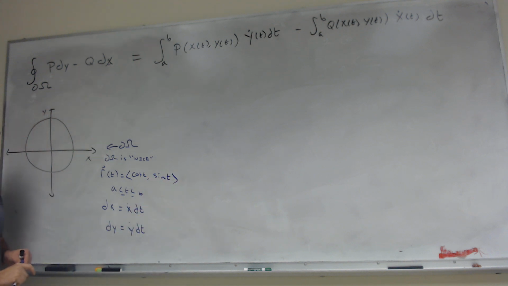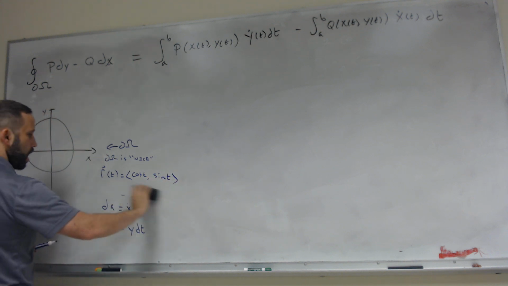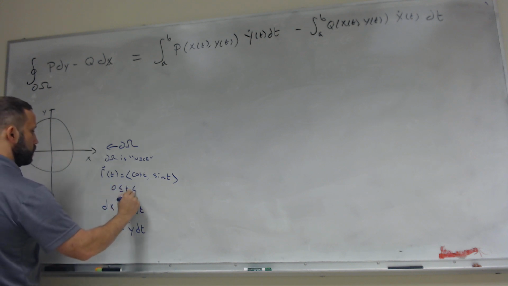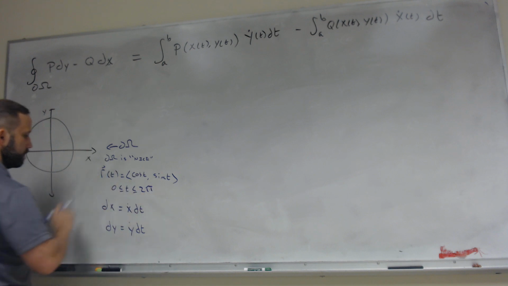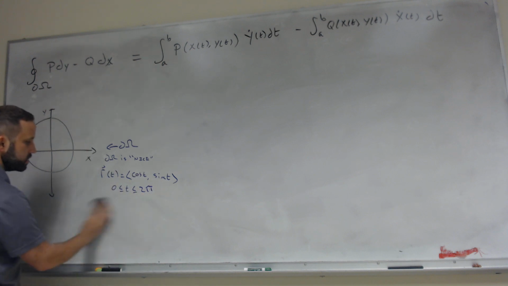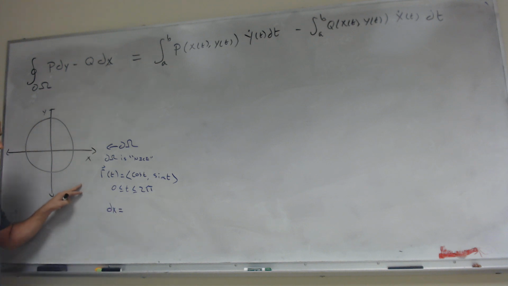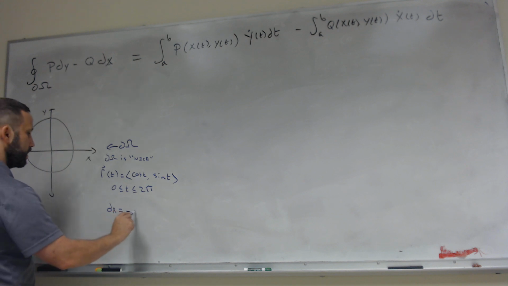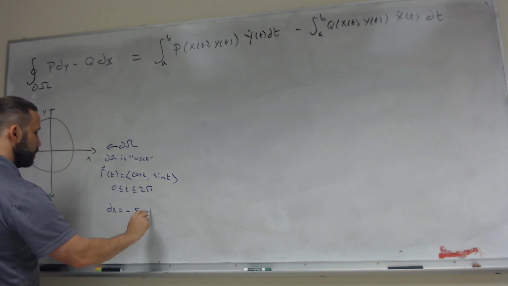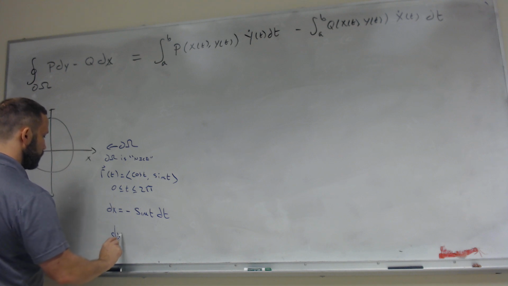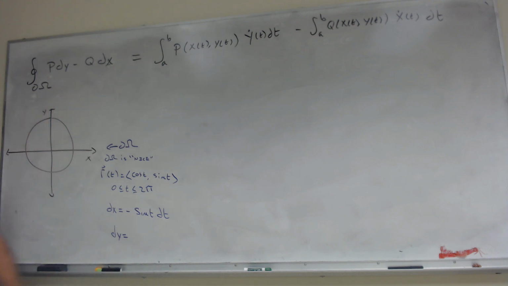At least that's one parameterization of the unit circle. And our t values are going to go from 0 to 2 pi. Okay, so what are dx and dy going to be? Well, dx is going to be the derivative of cosine times dt, so that's going to be minus sine t dt. And dy is going to be the derivative of sine t, so cosine t dt.